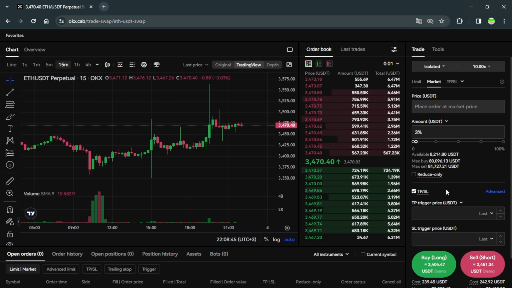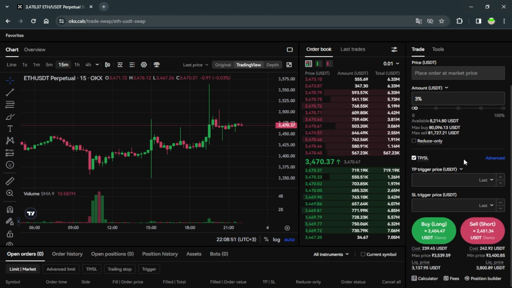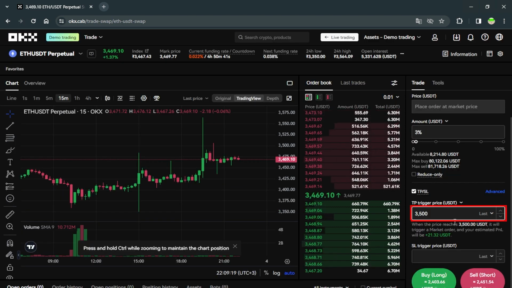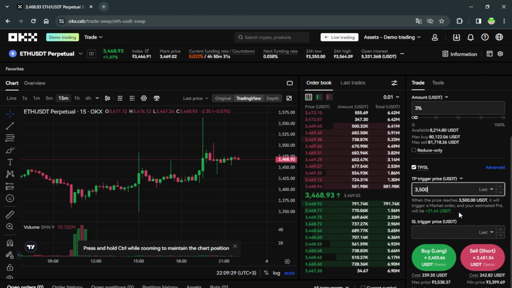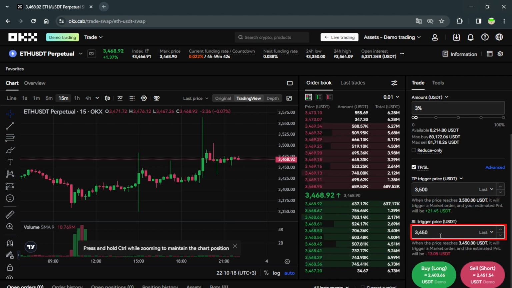Which is also very important, this is take profit and stop loss. This is one of the most important parameters when trading futures. If you do not set take profit and stop loss, then there is a high chance that you will lose your funds. We set take profit at 3,500. Let's say that if the price reaches 3,500, then our deal is automatically closed. And by the way, the number of dollars is also written here, how much profit we will make.